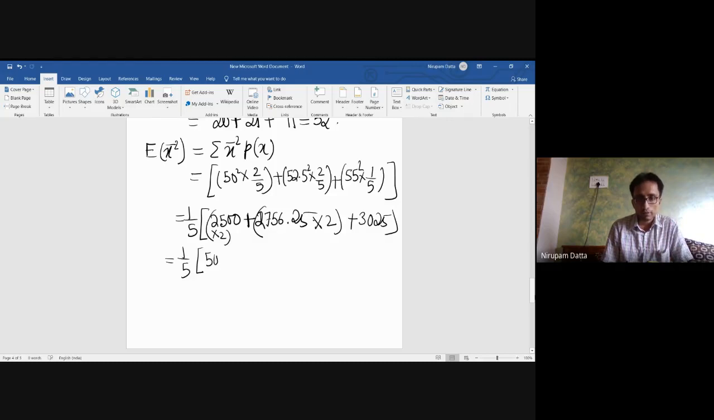So here we have got 2500 into 2 plus 25 into 2 is 5000 plus 2756.25 into 2. That gives me 5512.5 plus 3025. Okay. Now dividing by 5. So this will be 1000, this will be 1102.5, and this will be nothing but 605.